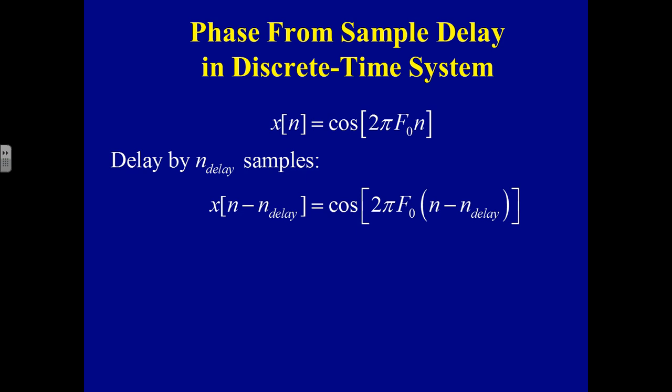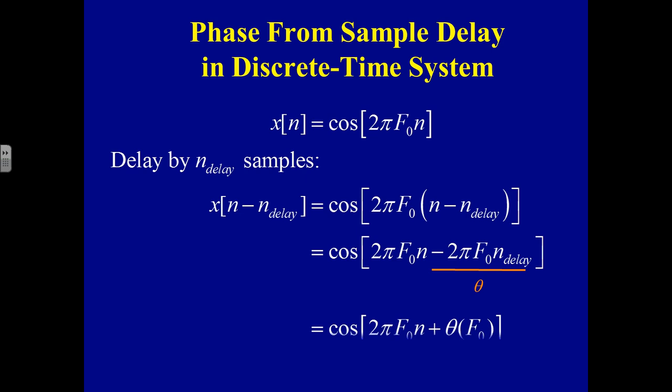To do that, we'll distribute the 2 pi f through the phase terms, and we have our cosine 2 pi f0 n minus 2 pi f0 n delay, where that minus 2 pi f0 n delay represents the amount of phase that's introduced into the cosine function by a time shift of n delay sample values or sample intervals. So that's an additional phase function we'll call theta of f.